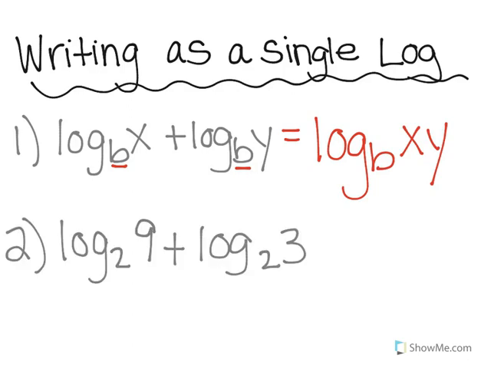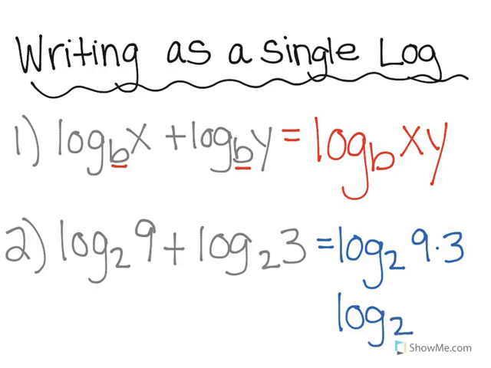Okay, so take a second and try number 2, except now you have numbers that you're working with, not just variables. Since it's log base 2 of 9 plus log base 2 of 3, this is going to stay log base 2, but it's going to be 9 times 3, which then we can simplify and say log base 2 of 27.